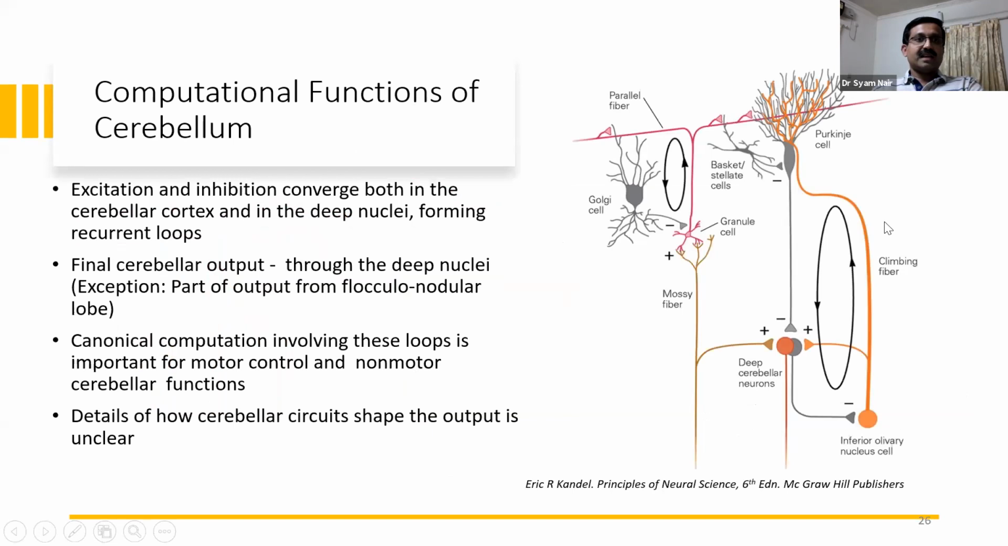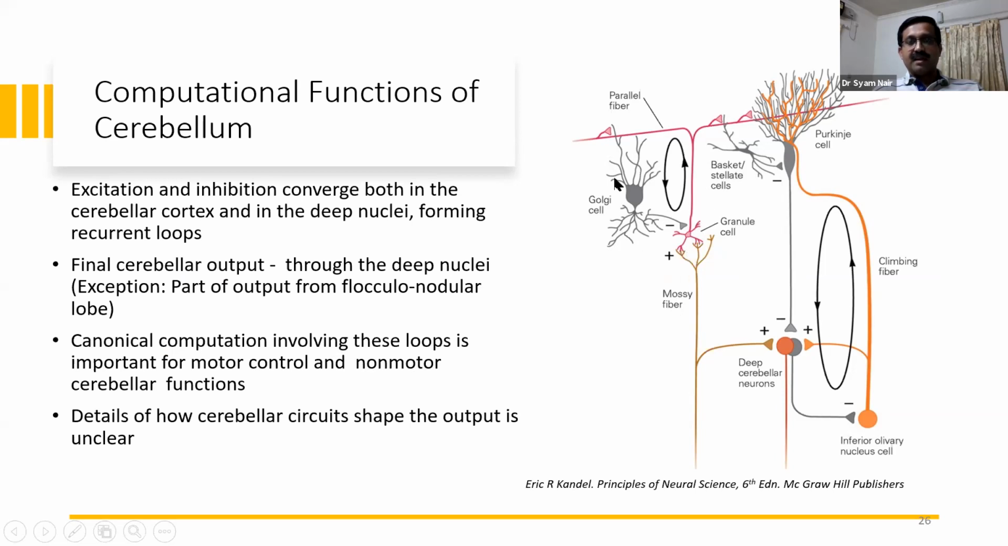So you can see that there are a lot of recurrent circuits or recurrent inhibition in the cerebellar cortex. Excitation and inhibition converge both in the cerebellar cortex and in the deep nuclei, forming recurrent loops. And the final cerebellar output is through the deep nuclei. There's an exception which we have discussed. Part of the output from the flocculonodular lobe goes directly into the vestibular system.